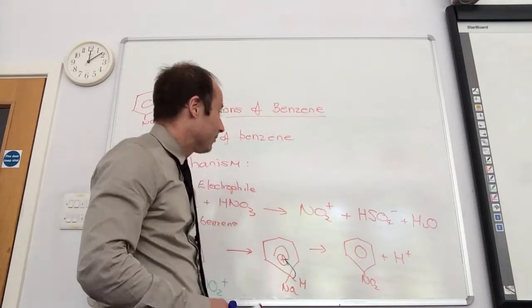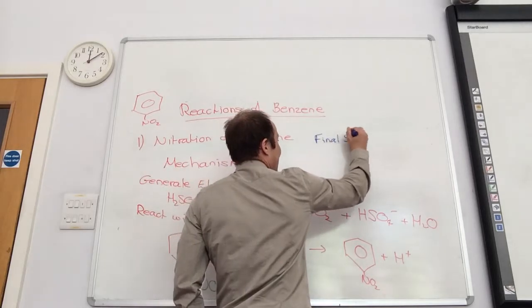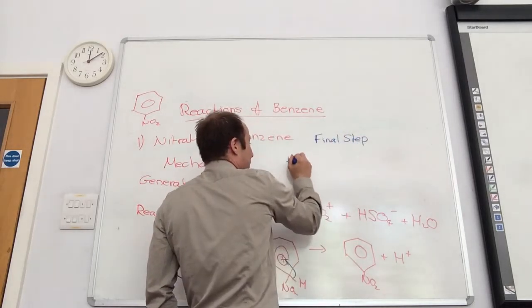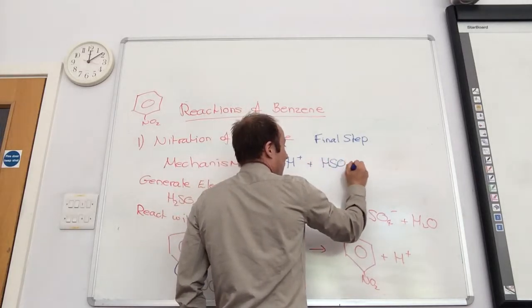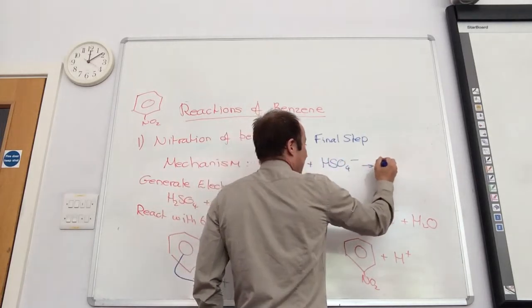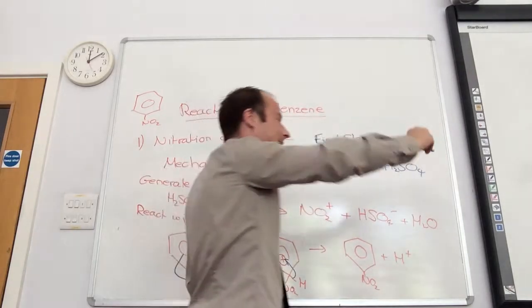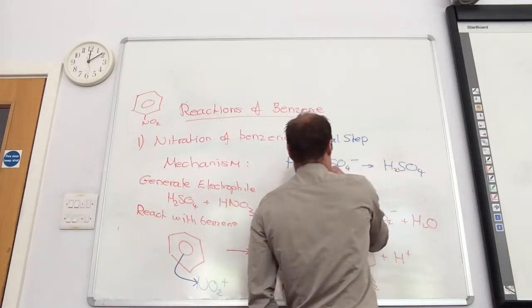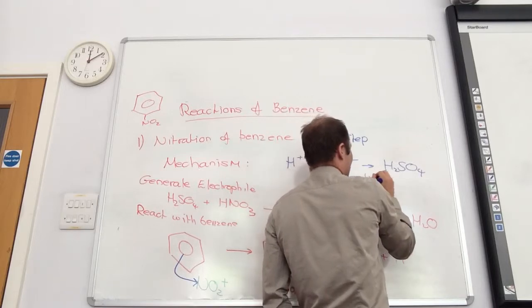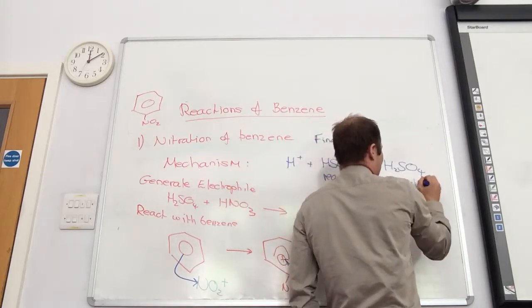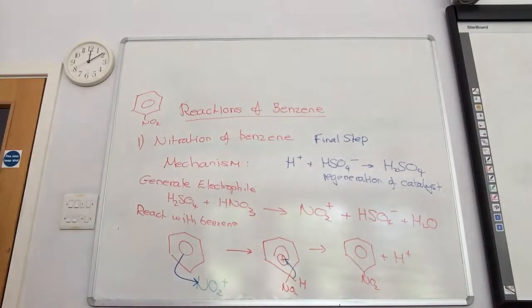And the final step is I need to regenerate my catalyst, which is H plus from there, plus HSO4 minus from there, gives me H2SO4. So I regenerated my catalyst. Regeneration of catalyst. Brilliant. That's all there is to it, really.